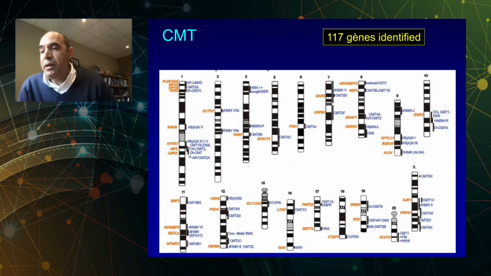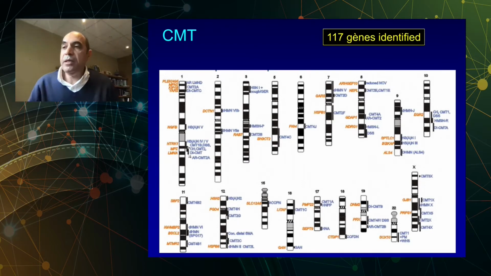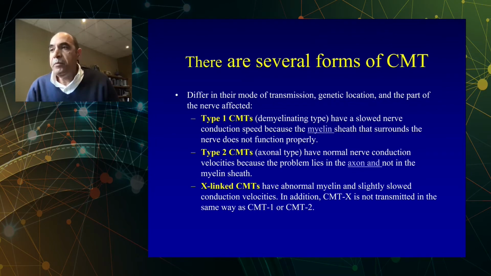This is an example cartoon to show you that the genes are spread among all the chromosomes. In Marseille, in France, we detect more than 100 genes for diagnosis. So there are several forms of CMT, in function of the mode of transmission, genetic location, and the part of the nerve affected.